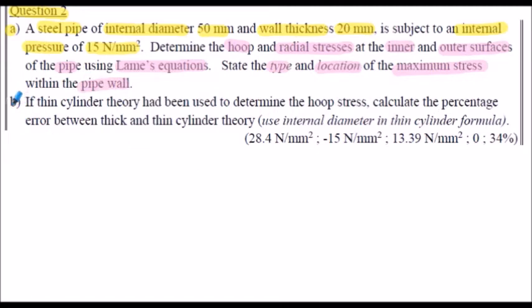Part B. If thin cylinder theory had been used to determine the hoop stress, we've got to calculate the percentage error between thick and thin cylinder theory. We need to use the internal diameter in the thin cylinder formula. The answers are given in the brackets here. So the first part of question 2 is quite similar to that undertaken in the previous question 1. If you think you can attempt the question without further assistance, I would encourage you to stop the presentation and attempt it now, but on the next slide I will start the solution of question 2.